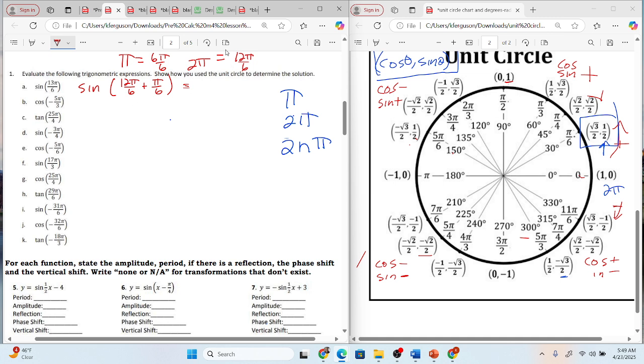But this right here, 12 pi over 6, translates to 2 pi plus pi over 6. And what does that equal? Well, 2 pi takes me 1 revolution, and then I hit pi over 6. Sine of that is 1/2.